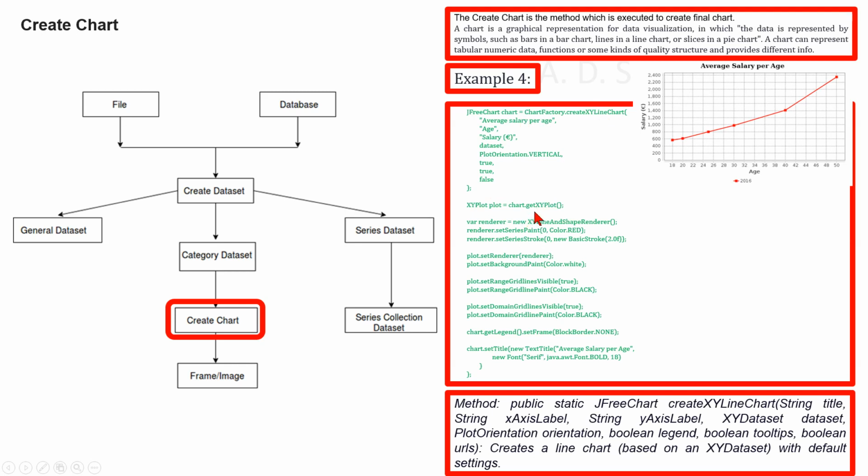Here the getXYPlot returns the plot cast as an XYPlot. Note if the plot is not an instance of XYPlot, then a ClassCastException is thrown. Here the XYLineAndShapeRenderer, a renderer that connects data points with lines or draws shapes at each data point. This renderer is designed for use with the XYPlot class.